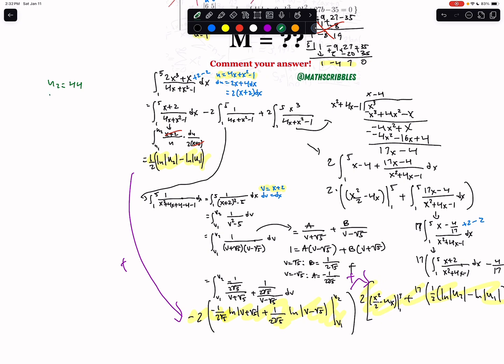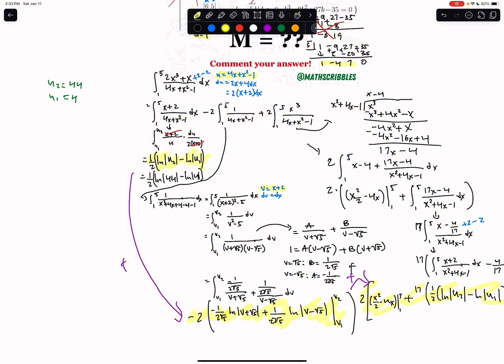Great. So then U1, right, we plug in 1 and get 4 plus 1 minus 1. So that's just 4, right? 4 times 1 is 4. Plus 1 squared is just 1. So 4 plus 1 is 5. Minus 1 is 4. So this will then just be 1/2 ln absolute value 44 minus ln absolute value 4.